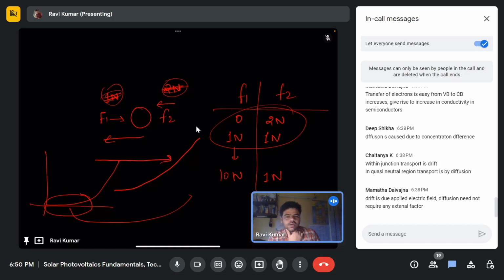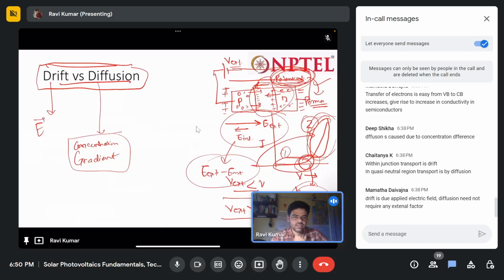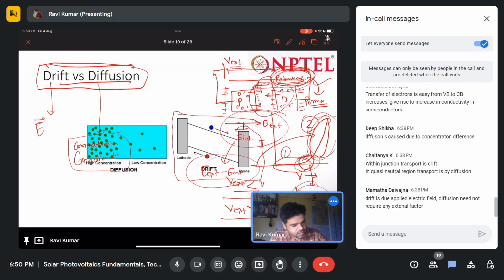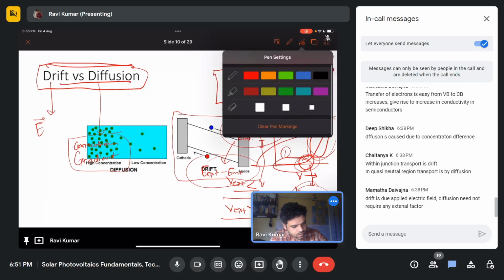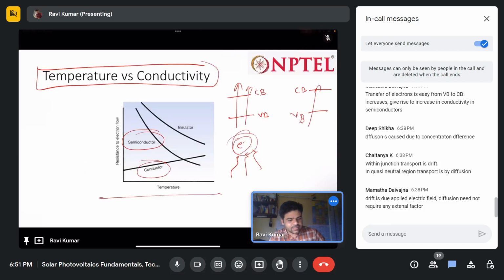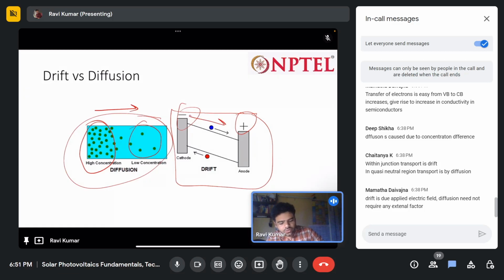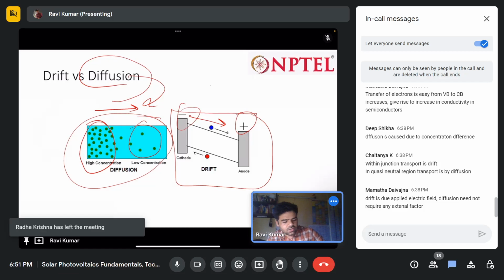Okay, we were talking about this drift and diffusion, and I think Chaitanya and Mamta said it. So you already said it. What is drift and what is diffusion? So we have a potential difference here, positive, negative, and here we have a concentration difference, high concentration and low concentration. So this will be a flow and this will be a flow. This is due to diffusion here, and this is due to drift.